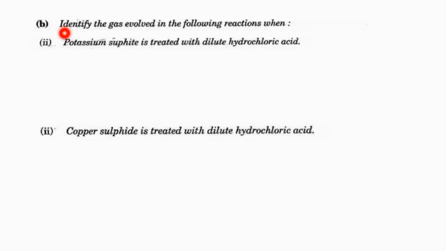Now see this question. Identify the gas evolved in the following reaction when potassium sulfite is treated with dilute hydrochloric acid. What is the formula of potassium sulfite? That is K2SO3. Yeah, when it is treated with dilute hydrochloric acid, we don't have to byheart the product. We said that whenever a dilute acid is added to a sulfite, one product obtained will be definitely sulfur dioxide. Another product obtained will be definitely water. Along with that, a salt also will be formed. In this case, which is a salt? That is potassium chloride. Yeah, we predicted the product of the reaction so easily, right?